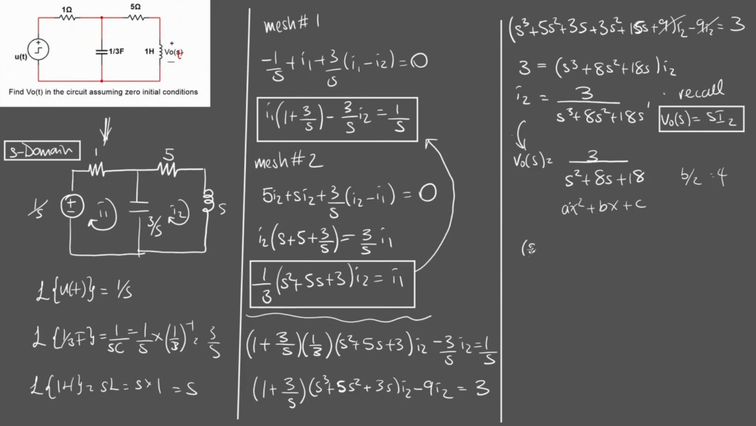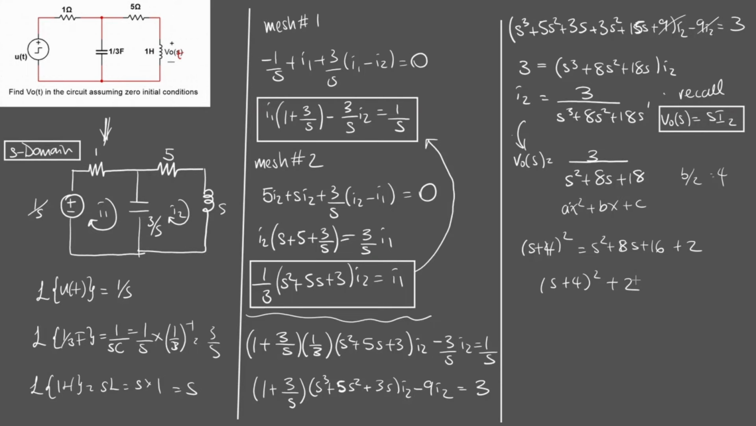So now we're going to have s plus 4 all squared. Expanding this gives you s squared plus 8s plus 16. And you see then we were just 2 off from our original denominator. So now we're going to add 2. Simple and short. So our new denominator is going to be s plus 4 all squared plus 2.